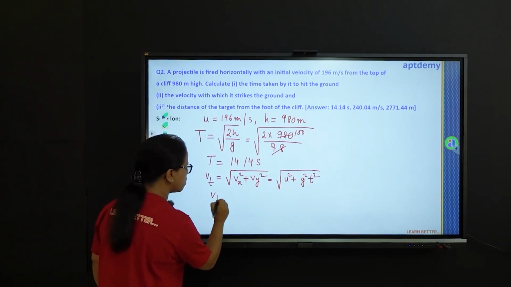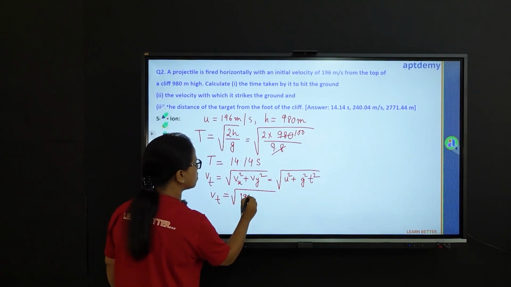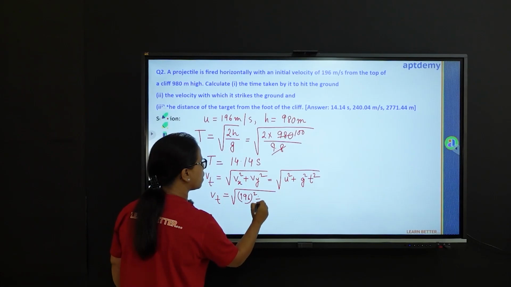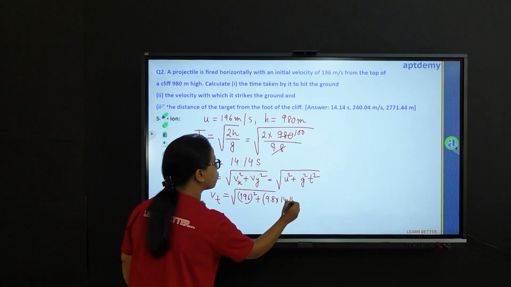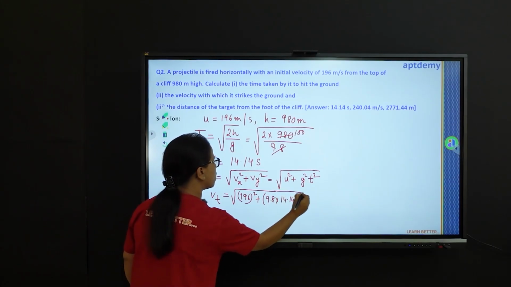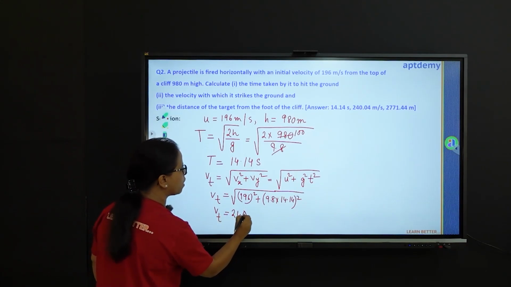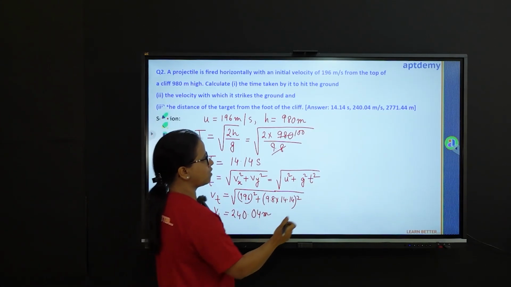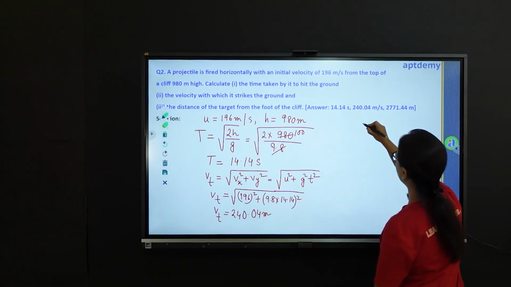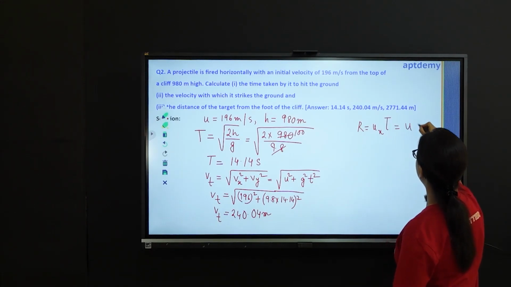We put down the values. Vt is equal to square root of u, which is 196, whole square of it, plus 9.8 into the time, that is 14.14, whole square of that. Ultimately this gives us Vt as equal to 240.04 meters per second. Finally, the range of the projectile: we have range R equal to ux times t, the time of flight.